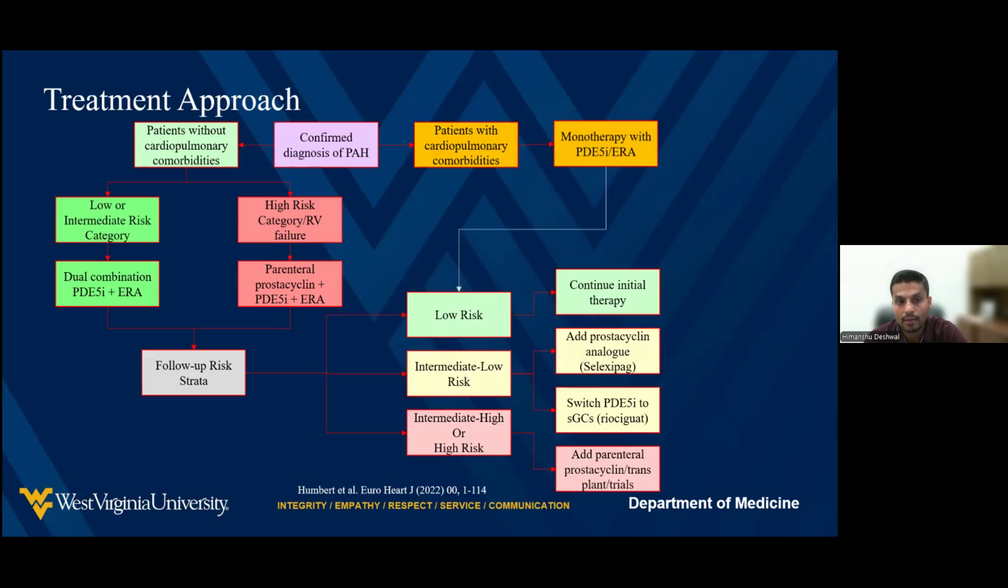And the same thing applies for patients with cardiopulmonary comorbidity. So you start them basically on 1 or 2 pills, and you add the third pill. If they are high risk, you directly jump to parenteral therapies.